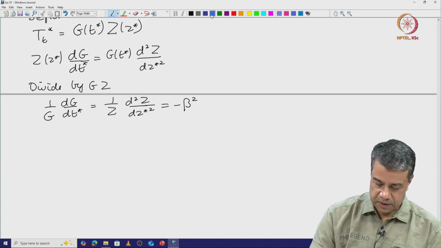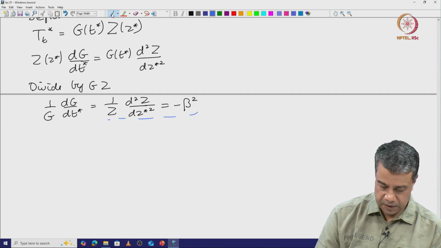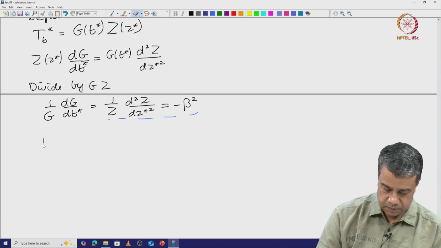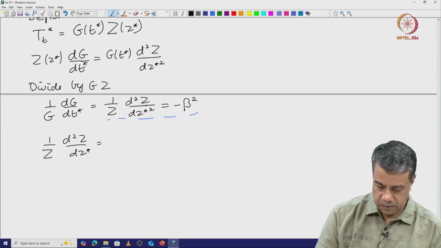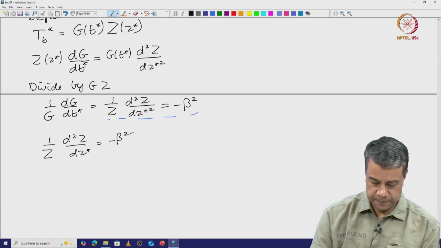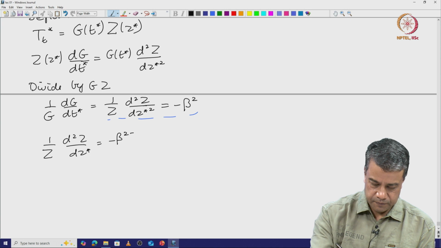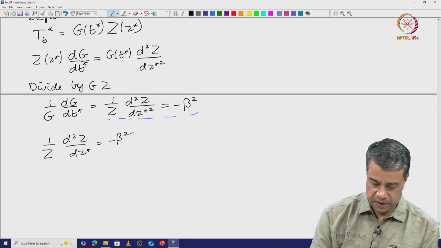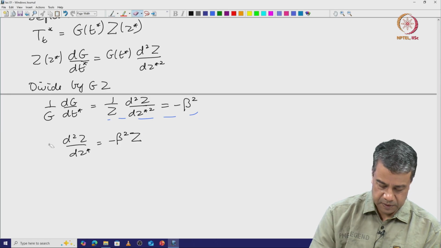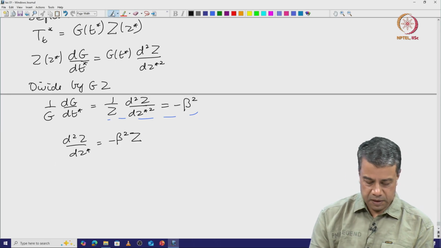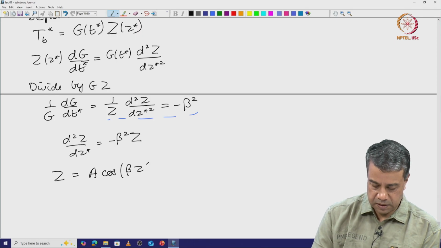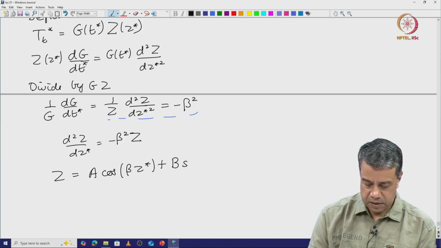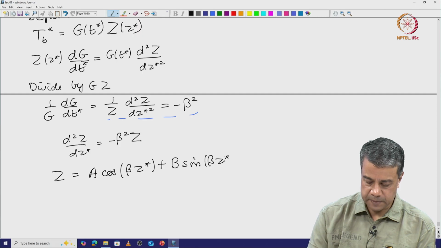So, solving this part of the equation, 1 by Z d square Z by dz star square is equal to minus beta square. I can multiply the left and right hand sides by Z. And the solution is Z is equal to A cos of beta z star plus B sine of beta z star.